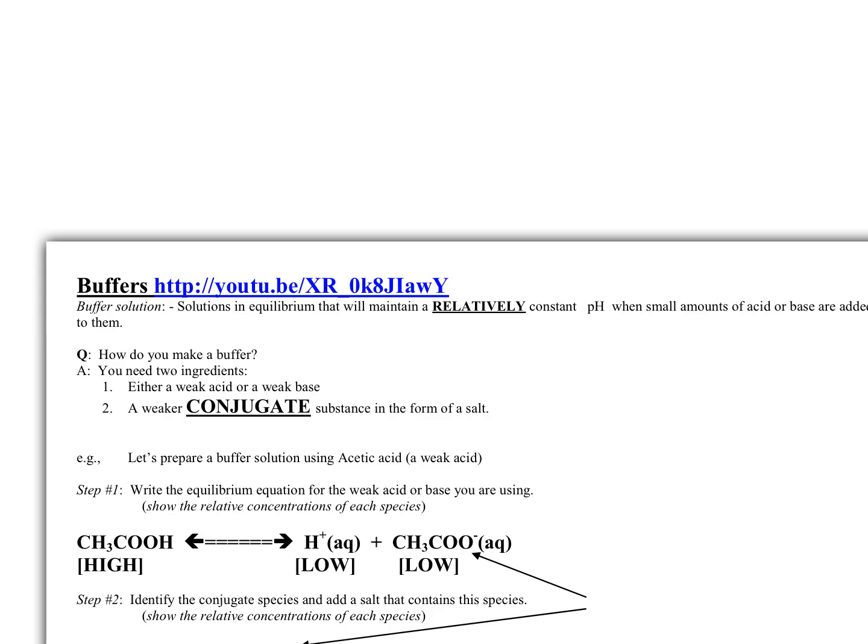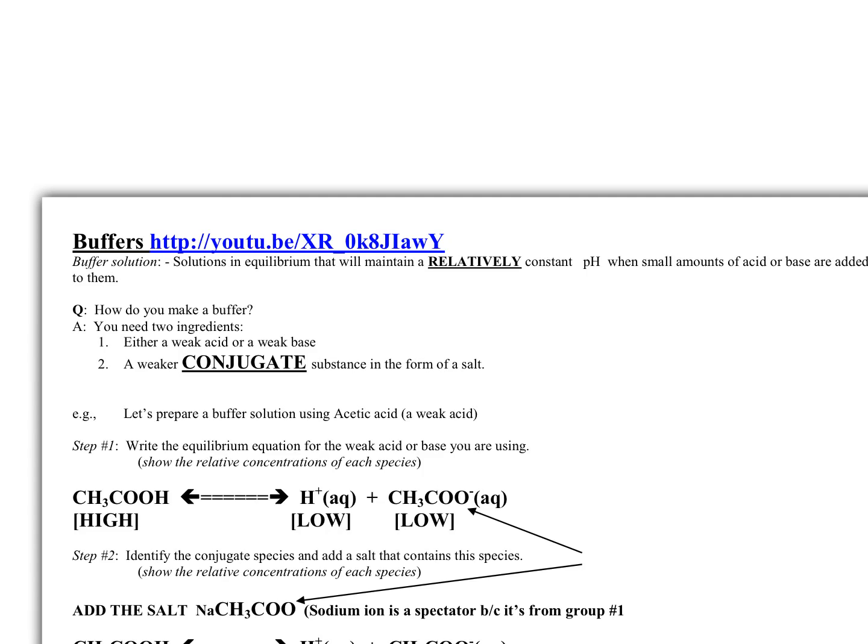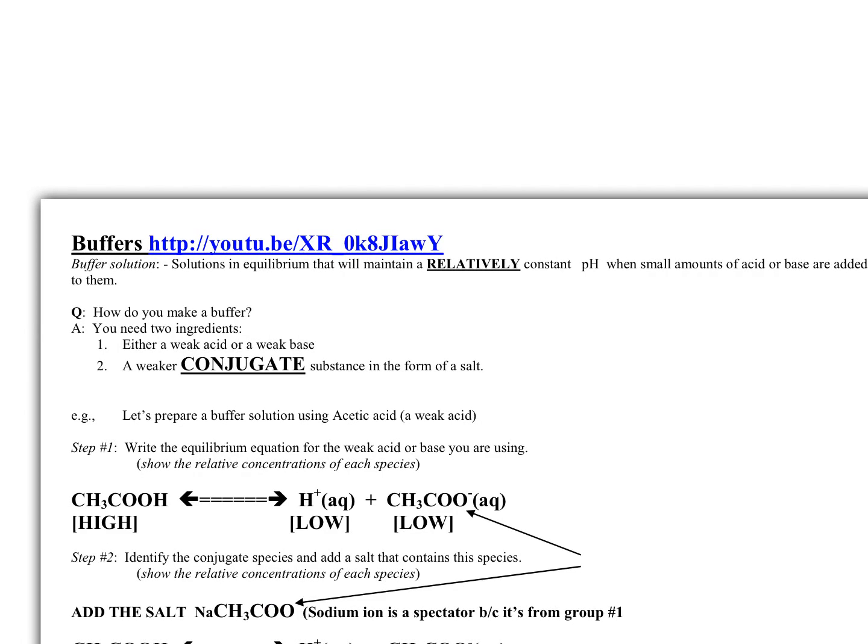So we said that the second thing we need for a buffer is the conjugate. We need to have conjugate inside the solution. So we need to identify the conjugate, and our conjugate in this situation is obviously our CH3COO. We need to add a salt that contains this ion in order to increase this concentration. Just for a general note right here, notice these concentrations. Right now it's high, low, low.